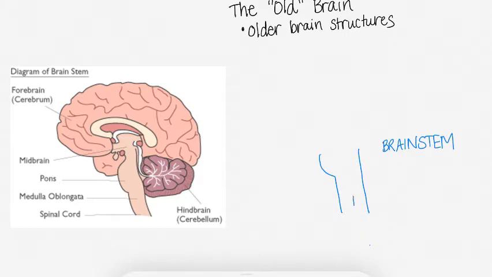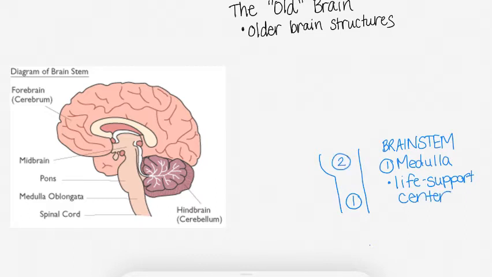So the first part we're going to look at is the medulla, which is number one. What I want you to think about with the medulla is that this is our body's life support center. This means that your life would be most immediately threatened if this part were damaged. This helps regulate breathing, heart rate, etc. The next part that we're looking at, number two, is the pons.